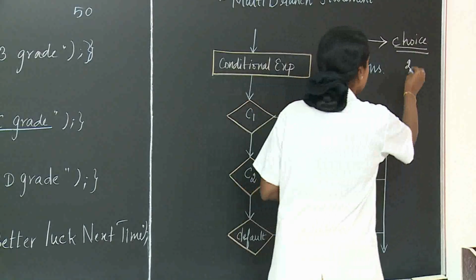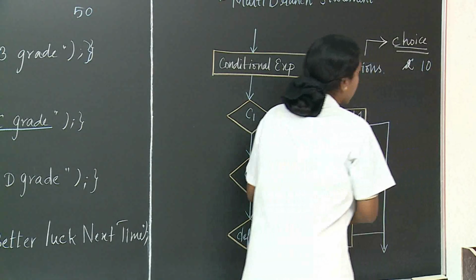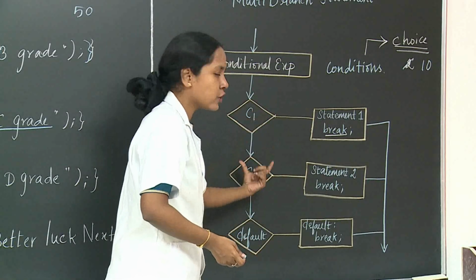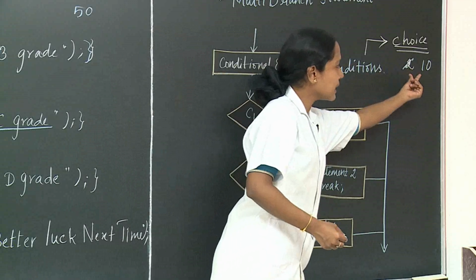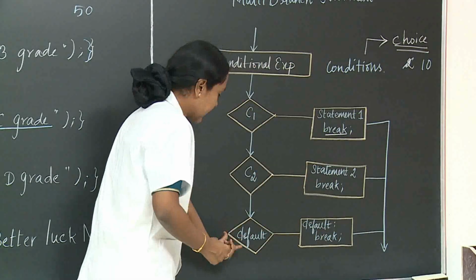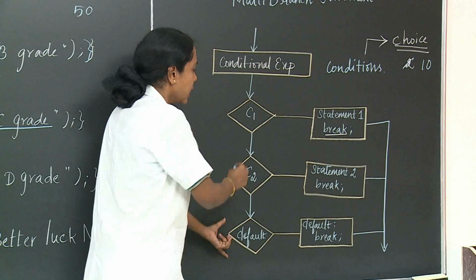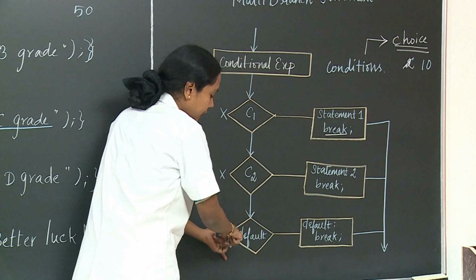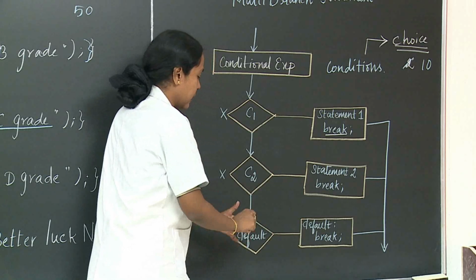What if the choice is 10? There are no such cases, since I am declaring only case 1 and case 2. So if the choice is 10, it will directly choose the default statement. It won't consider case 1, case 2 or other cases. It directly executes the default statement.